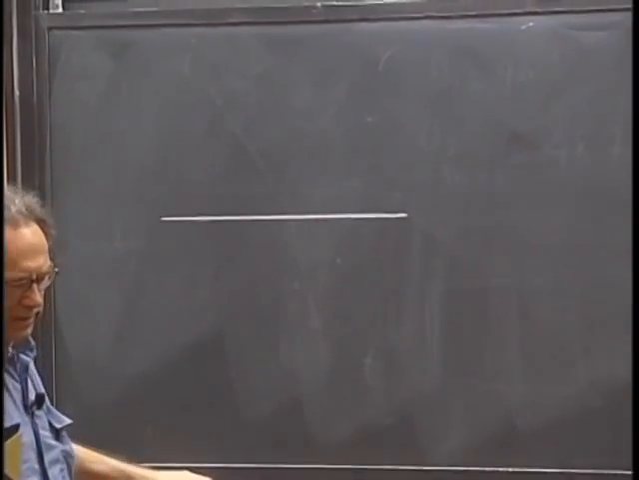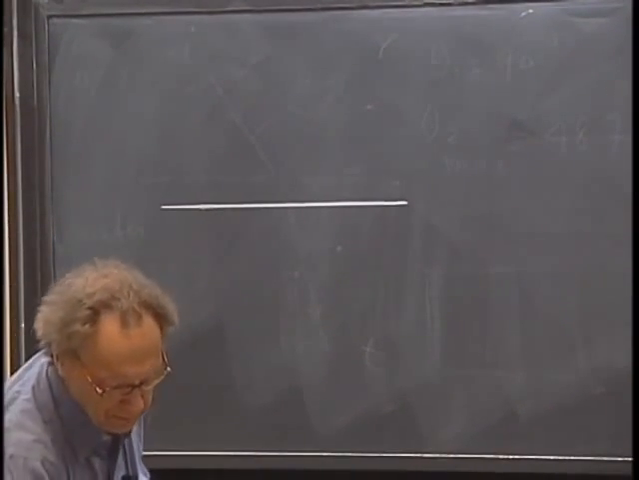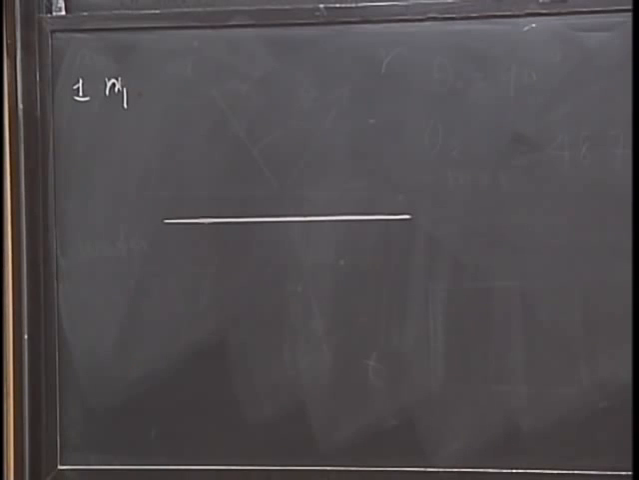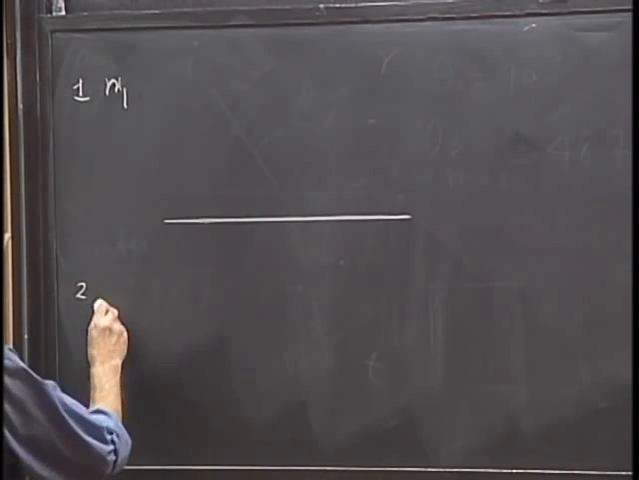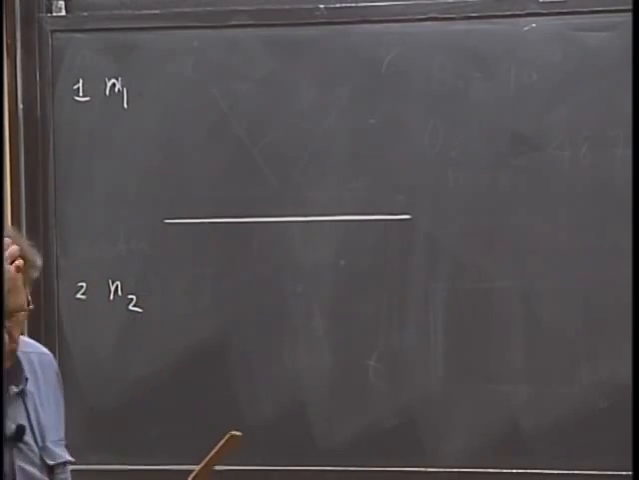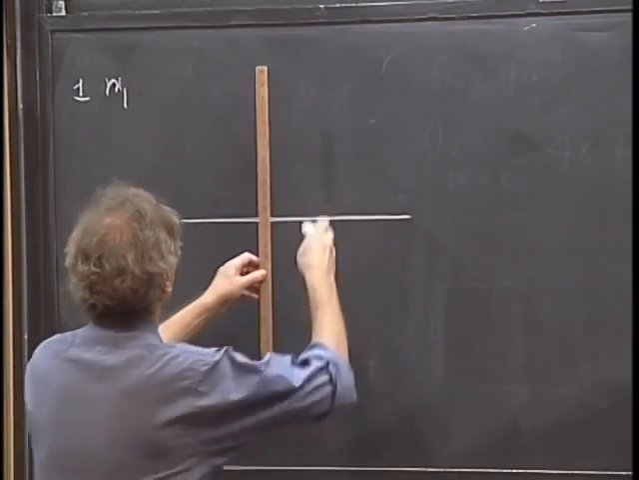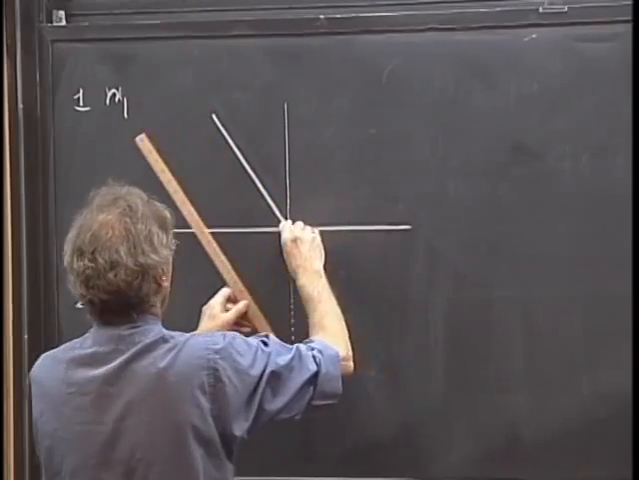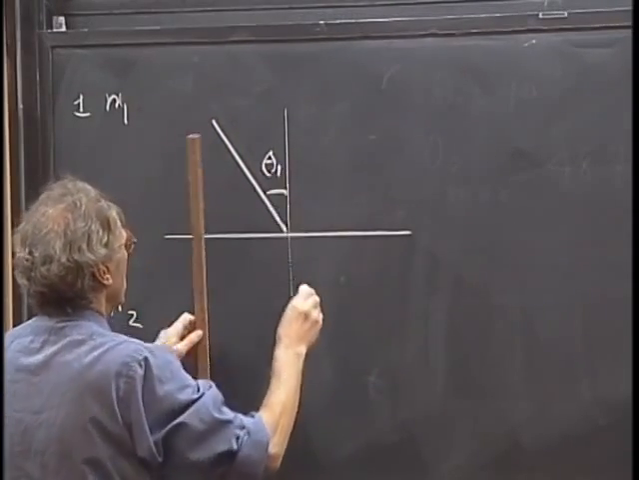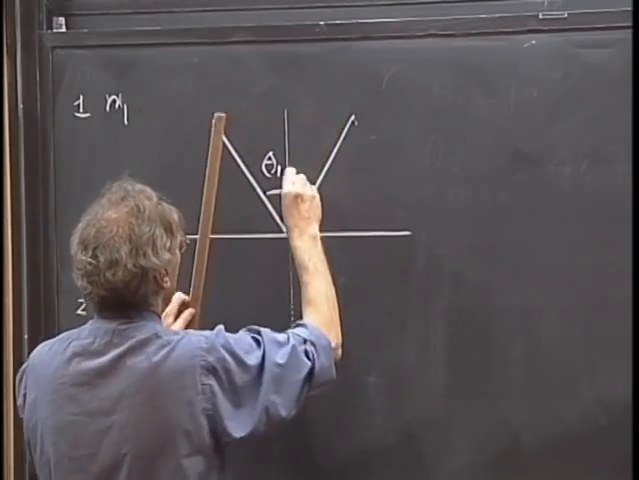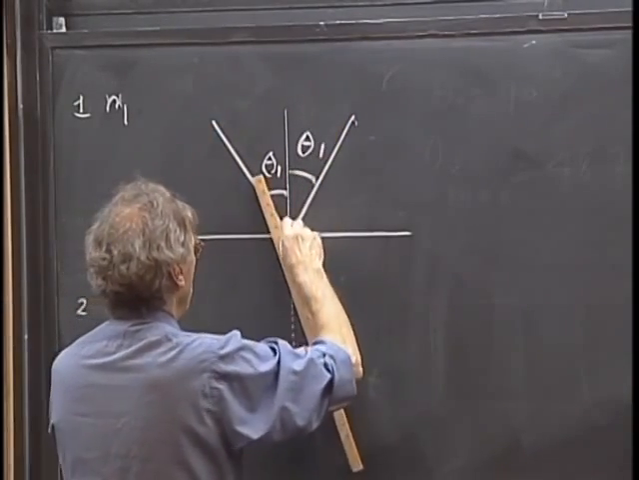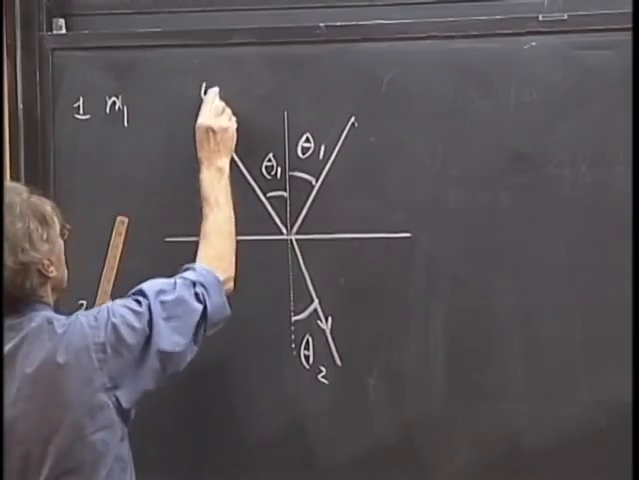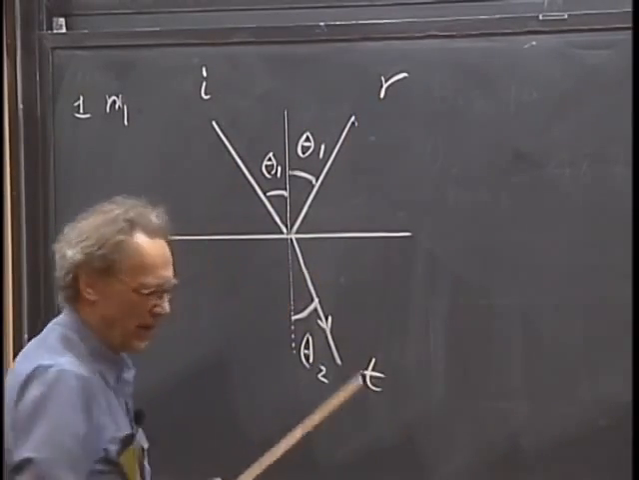So here we have again the transition from one medium to another. We have here medium 1 with index of refraction n1. And here we have medium number 2 with index of refraction n2. We have incident radiation coming in here, and this angle is theta 1. We have reflected radiation, and this angle is also theta 1. And then we have radiation that goes into this medium, and this angle is theta 2. Incident, reflected, transmitted.